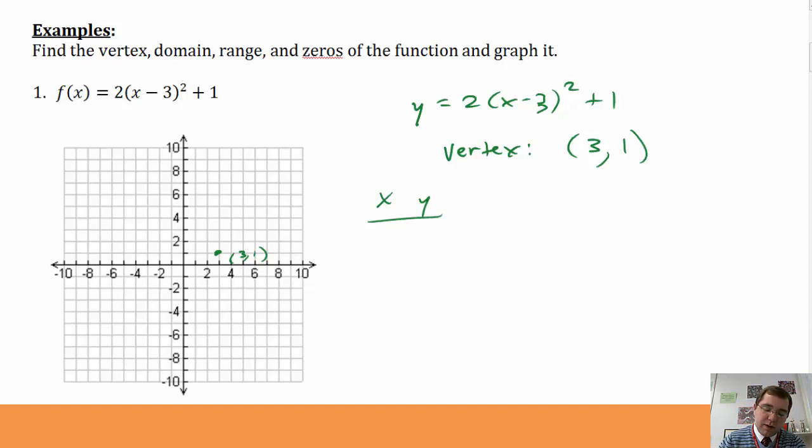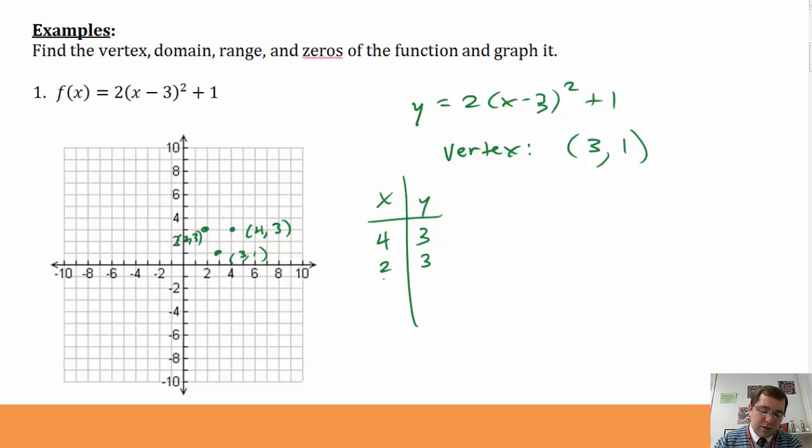Let's plot a few other points. If x is 4, because that's 1 to the right of the vertex, then we'll have 4 minus 3 is 1, 1 squared is 1, 1 times 2 is 2, plus 1 is 3. So when x is 4, y is 3. We'll label that point. Because of the symmetry, I know that if I go 1 to the left of the vertex, when x is 2, I would have the same y value of 3. So 2 comma 3.